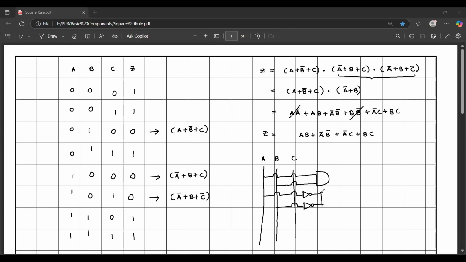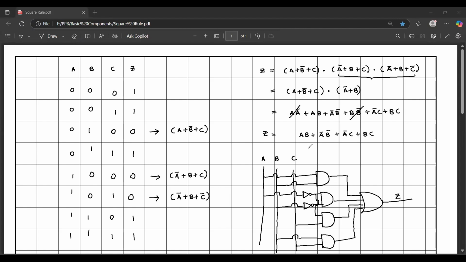We can pass them through an AND gate, and then we have A bar C. So I'll just take A bar and pass it through here. That won't be an issue. And then we need BC, so that's not an issue either. Why? We have unlimited supply for B and C. So that's it. Now we can pass everything through an OR gate, and that will be the output Z here.